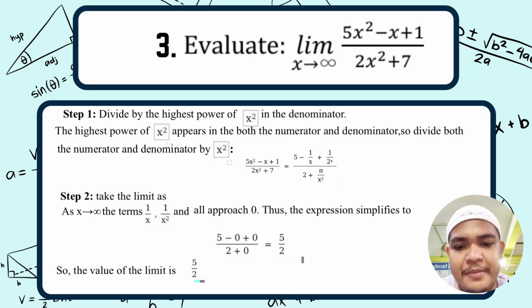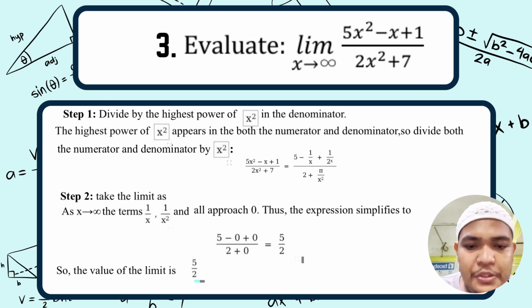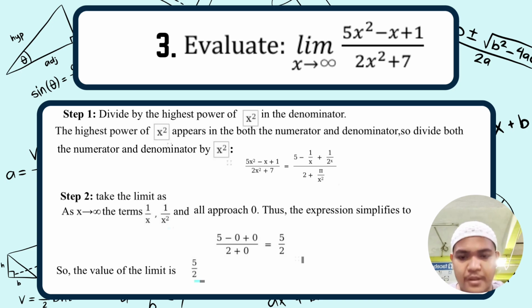Step 2. Take the limit as x approaches infinity. The terms 1 over x and 1 over x squared all approach 0. Thus, the expression simplifies to (5 minus 0 plus 0) over (2 plus 0), which equals 5 over 2. So the value of the limit is 5 over 2.